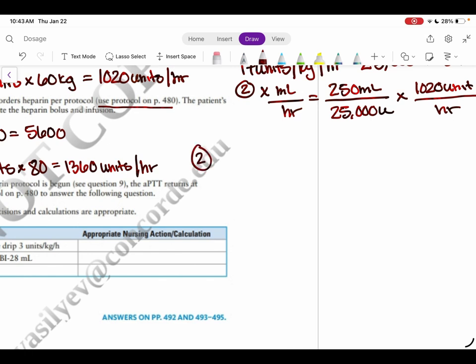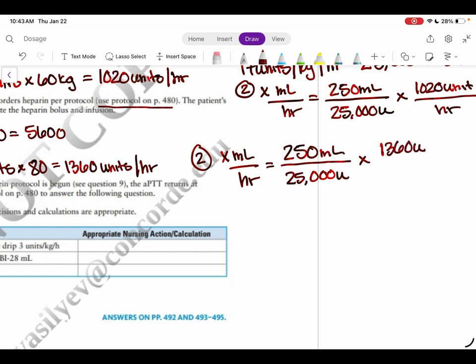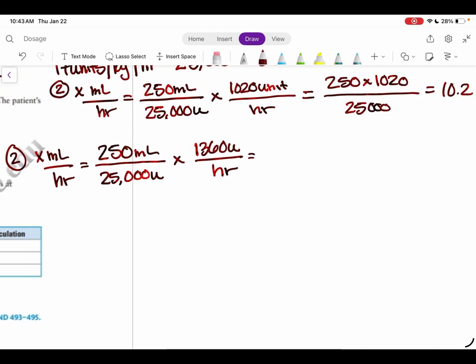So then part 2, X mL over an hour. Again, it's going to be my same bag that has 250 milliliters, 25,000 units, and then 1,360 units per hour is what I just figured out for this patient. So 250 times 1,360 and divide by 25,000, and I get 13.6 mLs per hour.